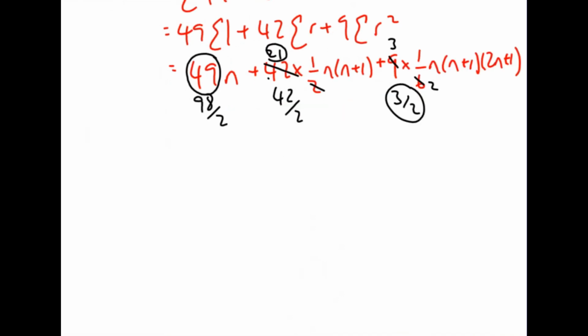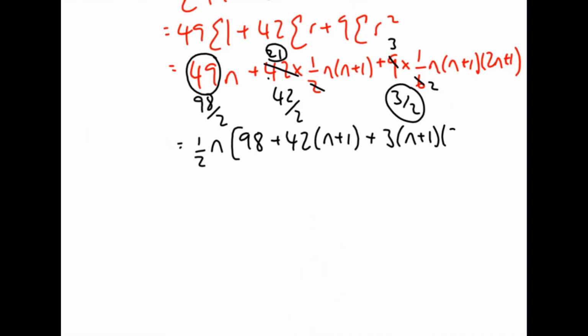Factorizing this then, I'm going to take out the factor of a half, and I'm going to take out the factor of n. That's the only thing that these have in common. The first term has 98 left over. The second term has 42. Taken out the n, so I've just got n plus 1 left. And the last one has 3. I've taken out the n and I've got n plus 1, 2n plus 1 here.